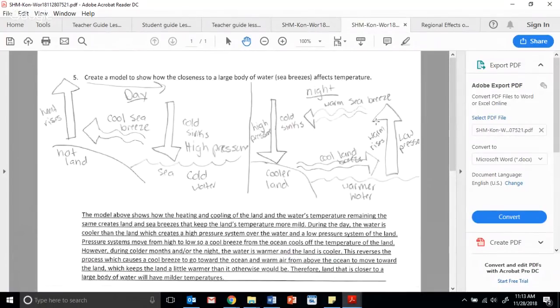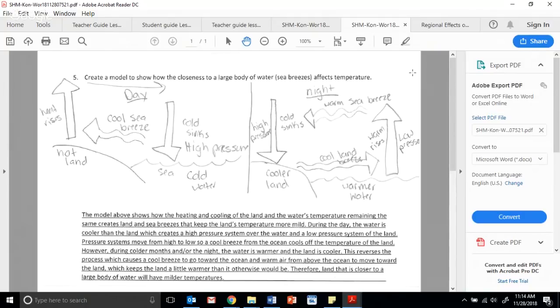our number 5. So number 5 is to create a model to show how the closeness to a large body of water affects temperature. So this all has to do with sea breezes. Okay, if you're close to a large body of water, you have sea breezes, and those are going to impact your temperature. So I drew both day and night, and the reason I did that is because my explanation is going to talk about both. So if you are going to, and really you do need to explain both in order to get full credit on this.